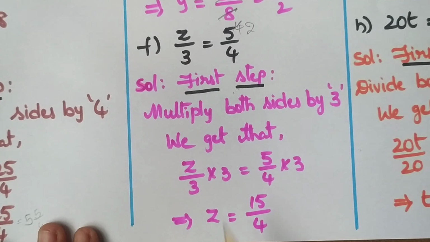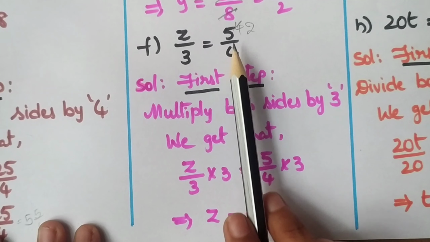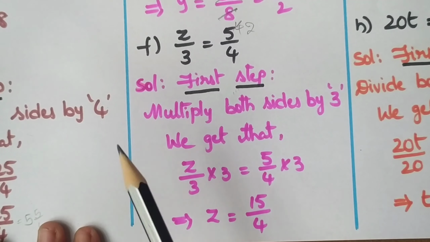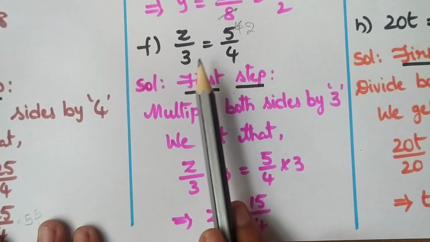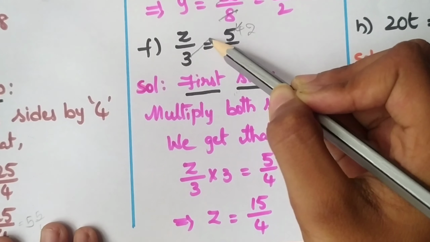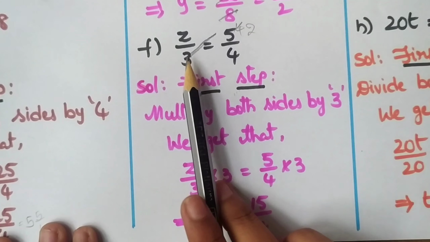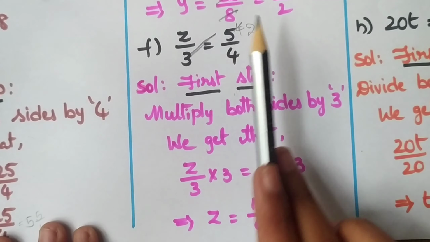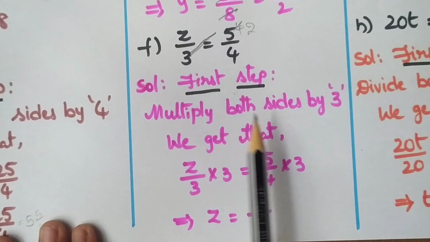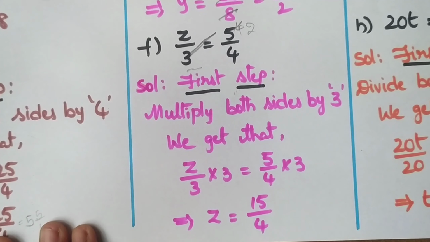Okay friends, now let us see F bit, that is Z by 3 is equal to 5 by 4. Here first we have to multiply both sides. Ready? Now here you see friends, we have to multiply these, or z by 3 into 3 is equal to 5 by 4 into 3, right? Now multiply both sides by 3. Here it is 3, so let us multiply both sides by 3. It becomes z by 3 into 3 is equal to 5 by 4 into 3.